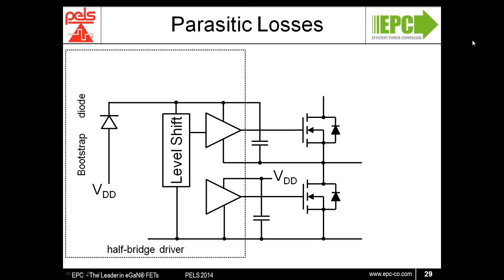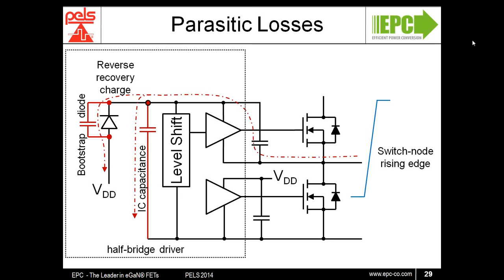Furthermore, prior to the switching, the low side device will be on and the bootstrap diode will charge up the high side supply. At the start of the rising edge, the bootstrap diode needs to turn off and its recovery charge needs to be accounted for to have the diode turn off.